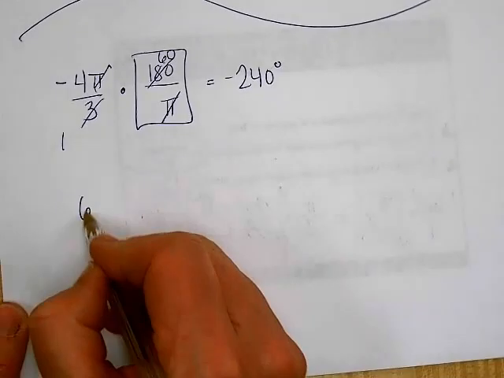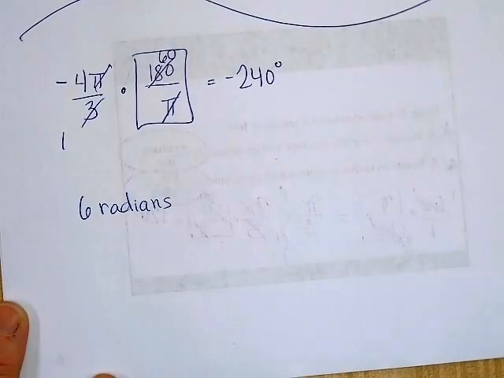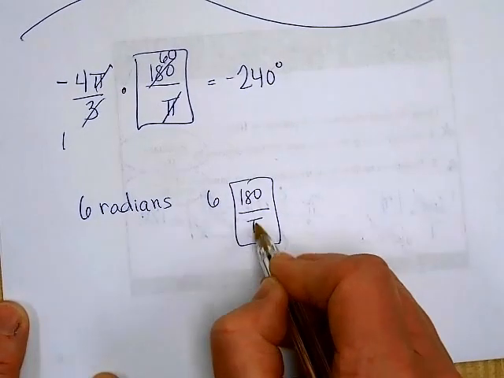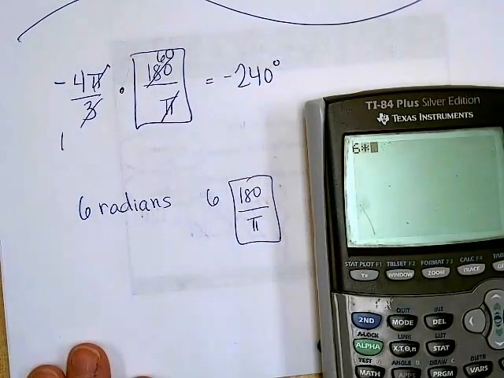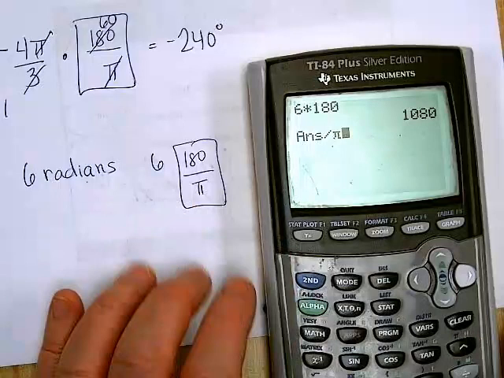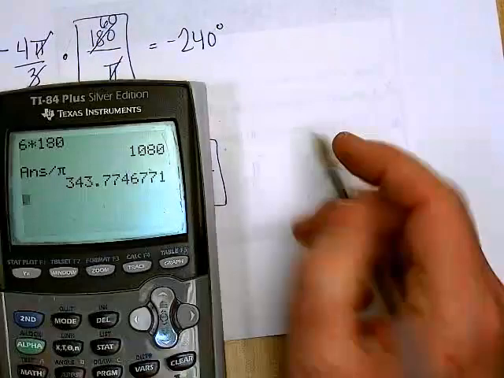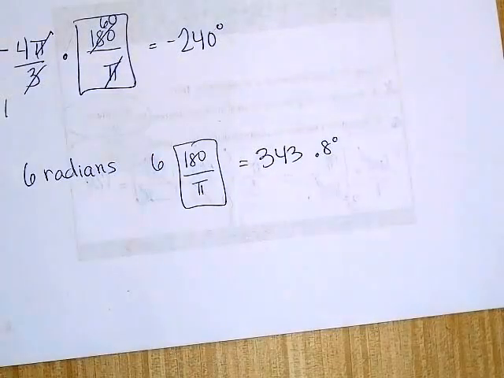If they give you 6 radians and they ask you to convert that, and there's not a pi in there, you still multiply by that same factor, 6 times 180 over pi. And you're going to come up with a decimal. You're going to say 6 times 180 divided by pi. And there's a pi button on your calculator. It's over here under the hat, divided by pi. And if you'll use that, you'll be better off. If you put in 3.14, your rounding is going to be off just a little bit. This is 343.8 degrees. Okay?